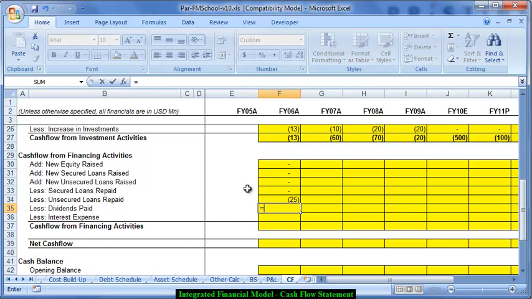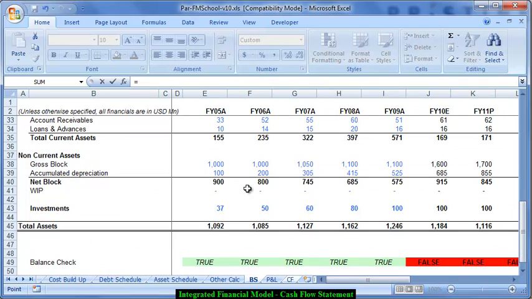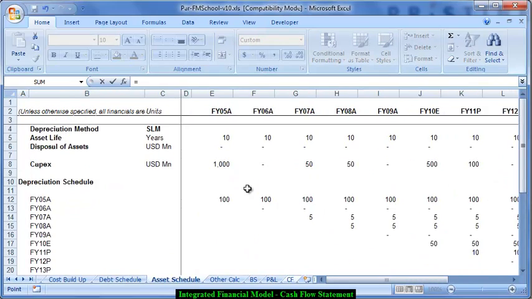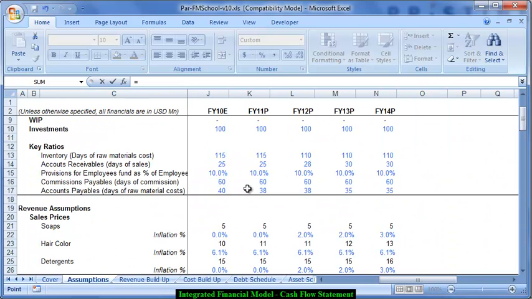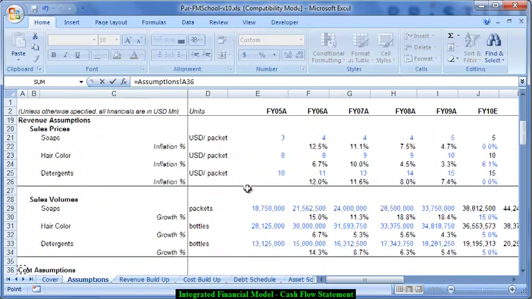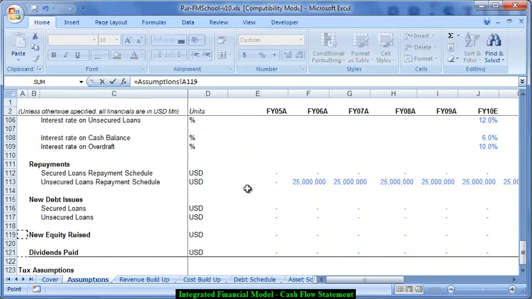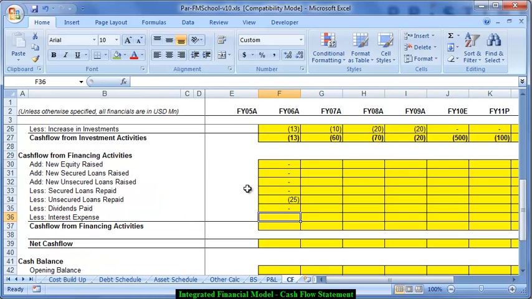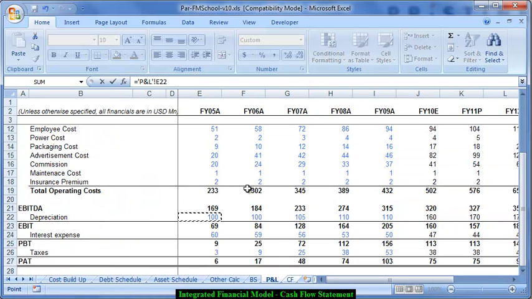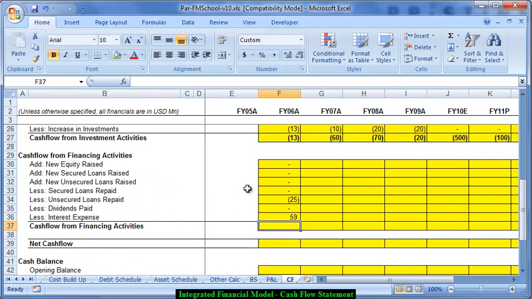Let's figure out the dividends repaid. So my dividends repaid would be there in the assumptions also. Let's take it from the assumptions. So this is my dividend paid in FI6. Interest expense, let's take it from the P&L. We have calculated in the P&L for FI6. Is that okay? So this is my net cash flow from the financing activities.